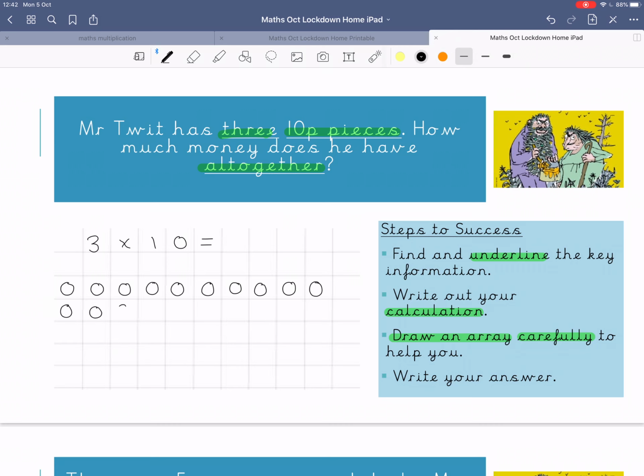1, 2, 3, 4, 5, 6, 7, 8, 9, 10. There's another group of 10. I want 3 groups all together, so I'll go again. 4, 5, 6, 7, 8, 9, 10. Okay. Now we need to try and work out our answer.